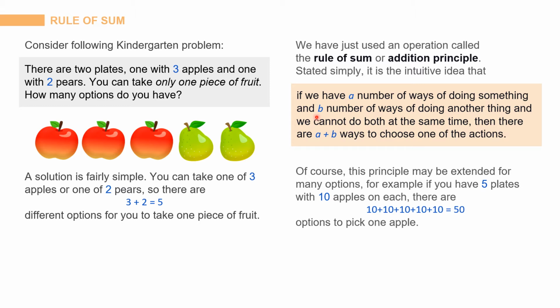Now, obviously, if there's overlap between the two sets, in other words, if we could do one or both at the same time, then we have to be careful about applying the rule of sum. This principle can be extended for many options. So if you have 5 plates with 10 apples on each, there are 10 plus 10 plus 10 plus 10 plus 10. So 50 options, or 50 ways you can pick one apple.